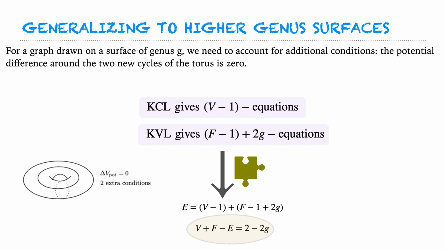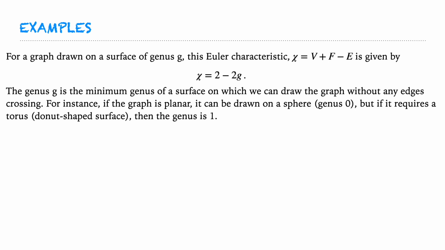So the Euler characteristic chi for a surface of genus g is given by chi equals 2 minus 2g. The genus g represents the minimum genus of a surface where the graph can be drawn without edges crossing. For example, a planar graph can be drawn on a sphere, a genus 0 surface, while a graph requiring a torus, a donut-shaped object, has a genus of 1. Now we'll consider some examples.